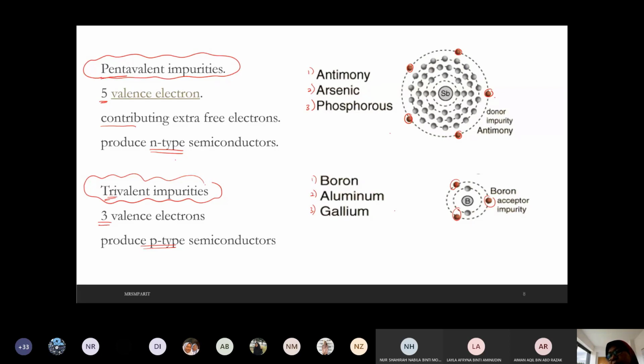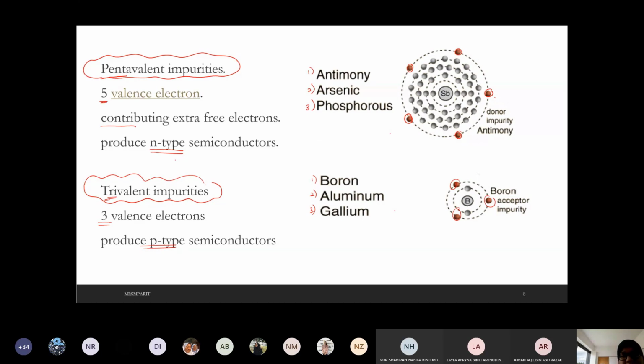Sometimes in the question you will be asked what are the possible impurities that can be added. So you need to check: do you want pentavalent or do you want trivalent? If you want trivalent, you will choose your answer as boron, for example.